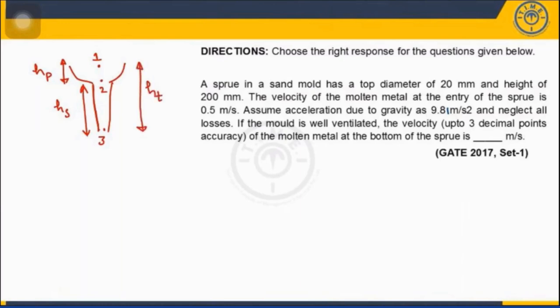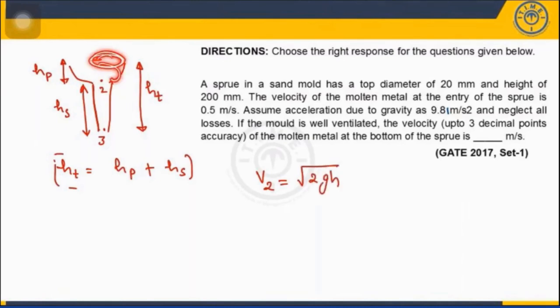Let us suppose this HT is nothing but HP plus HS. Yes or no? Now the velocity at point 2. What is the velocity at point 2? The velocity at point 2, can I write root 2gh? Because you know that whatever the potential energy is there, that will be converted into kinetic energy. Okay, the energy conservation.